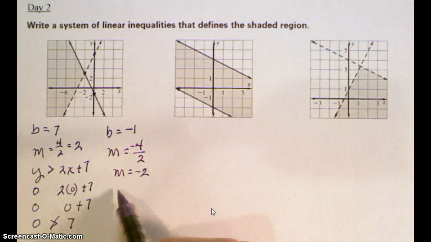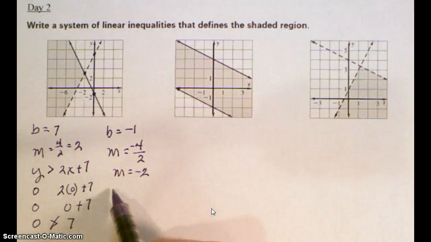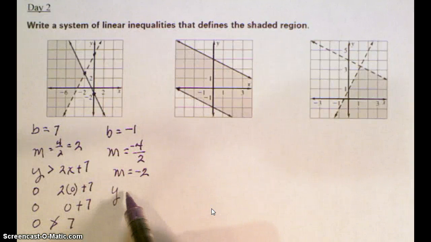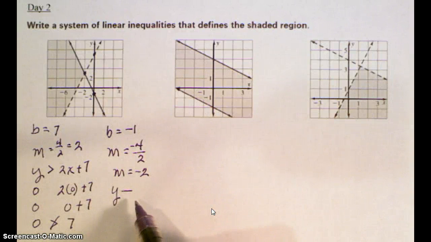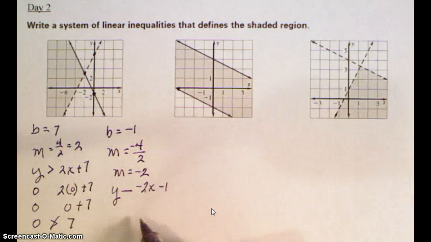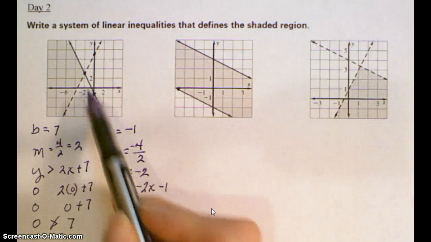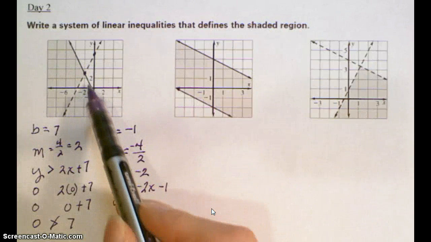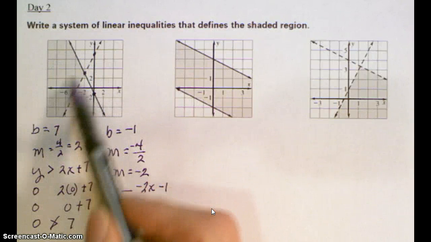Okay, so let's create the equation for this line. It's going to be y, and since my line is solid, it is going to include the line, but I have to determine greater or less, and I'm going to do that later. So y is partially equal to -2x minus 1.